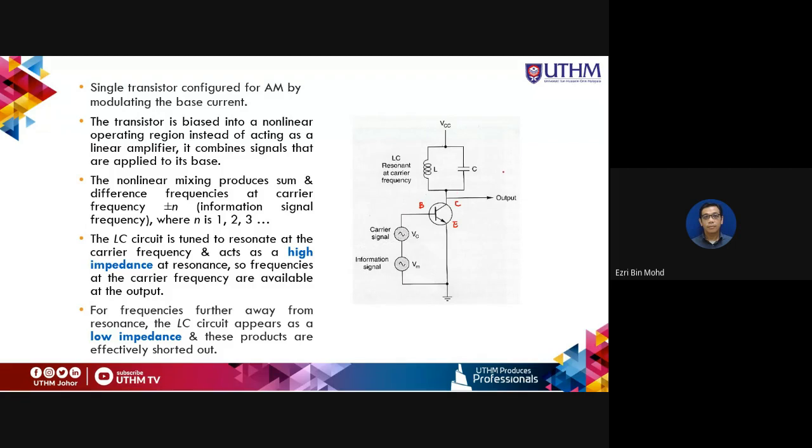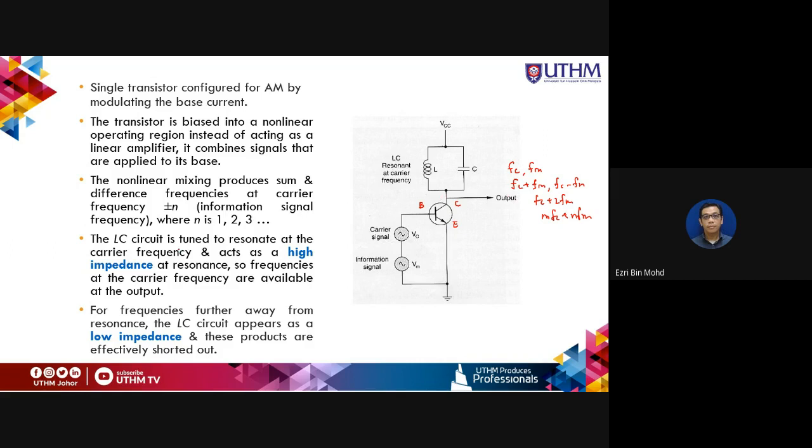Means that akan produce FC, produce FM, what else? FC plus FM, FC minus FM, FC plus 2FM and MFC plus NFM and so on lah. So many harmonic signals are produced at the carrier lah. So based on order of the resistance lah.